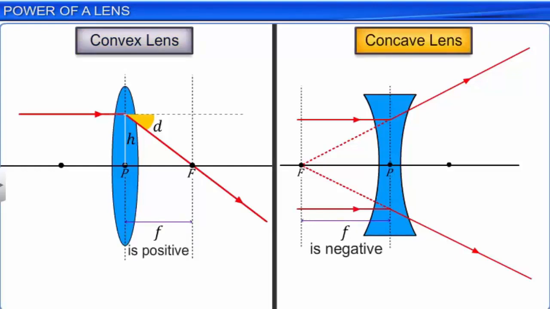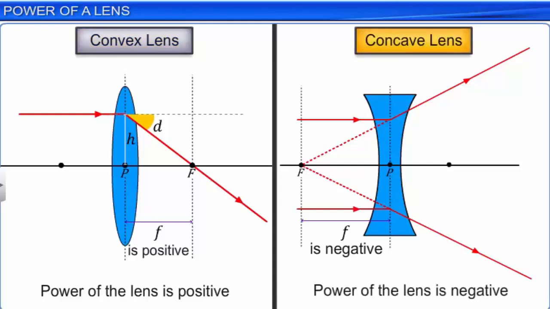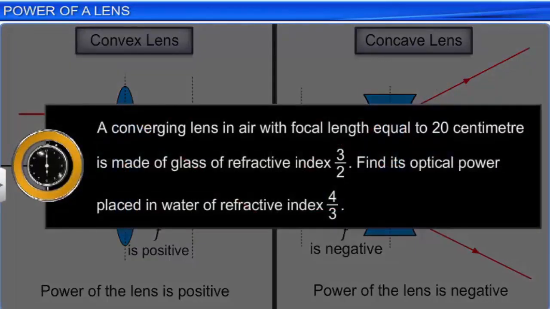lens is placed. For example, a converging lens in air with focal length equal to 20 cm is made of glass of refractive index 3 by 2. Let us find its optical power when placed in water of refractive index 4 by 3. It is given that refractive index of glass Ng is equal to 3/2. Focal length of the lens in air f equal to 20 cm or 1/5 meter.